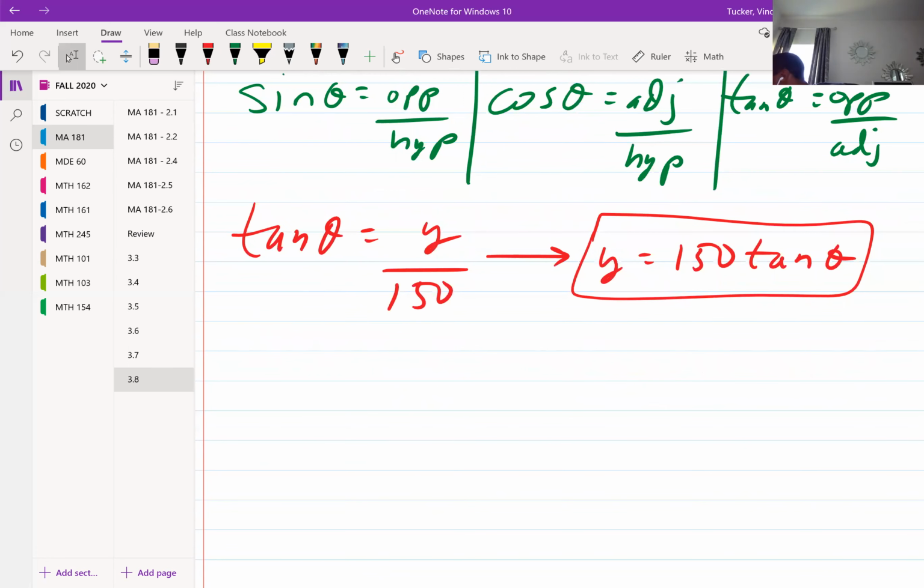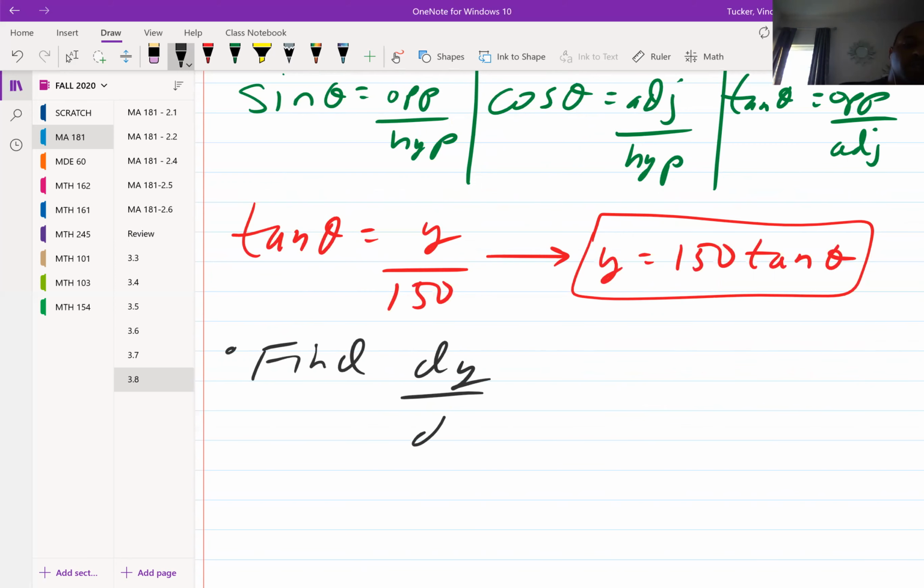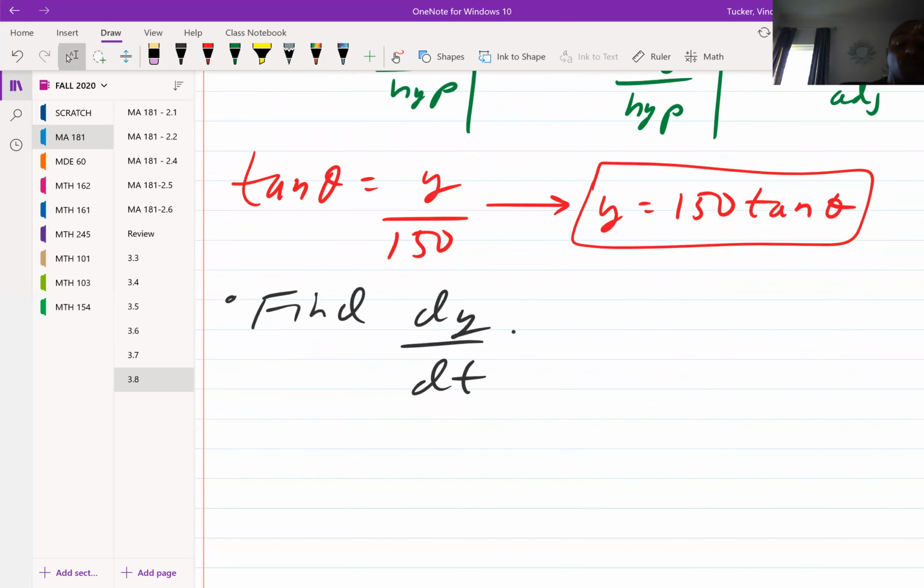I think I'm doing dy/dt. Yeah, I thought so. So now I can find the derivative, because I know what y is, or I have a representation for y. So 150 is sitting out there.